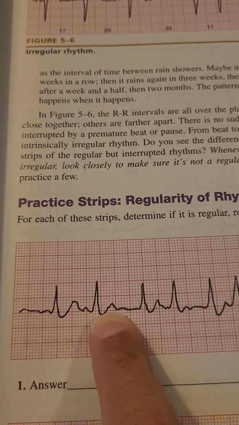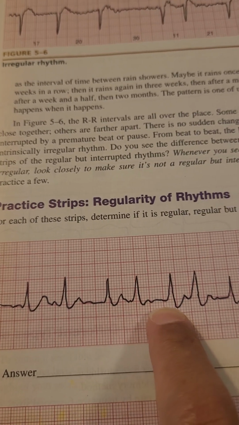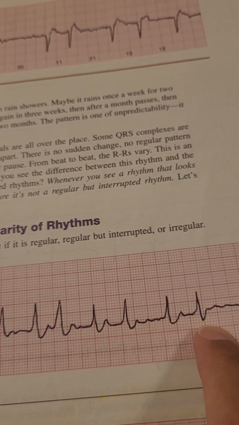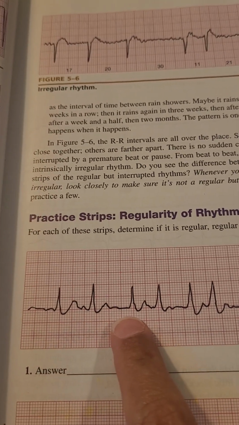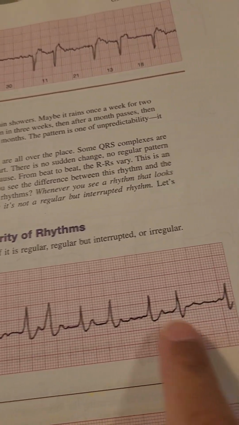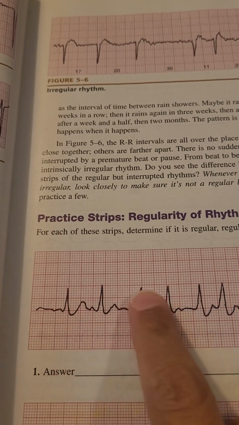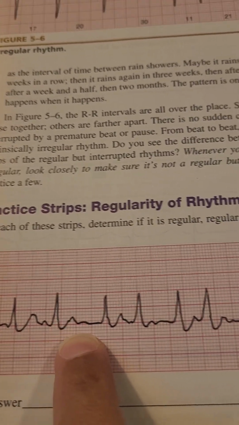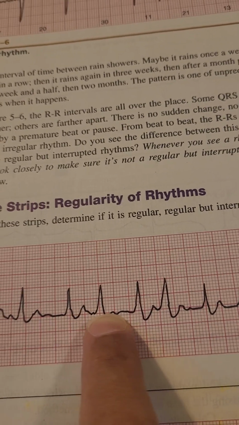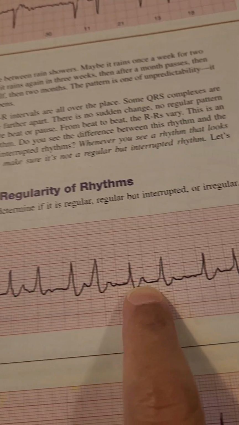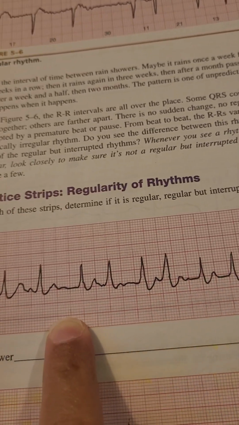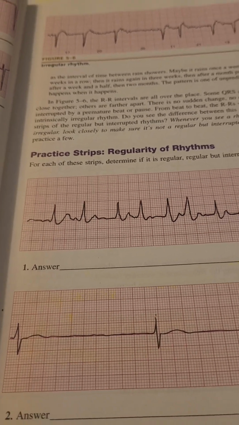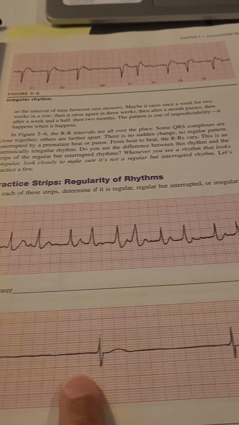The P wave: does it have the same looking P wave before each QRS? Is the QRS constant? I'm seeing a bunch of QRS, but they're all over the place. I don't really see a P wave. I see one there maybe, but the next one doesn't have it, and it's just not regular. So I would say this is an irregular rhythm. Irregular rhythm. What about this one?